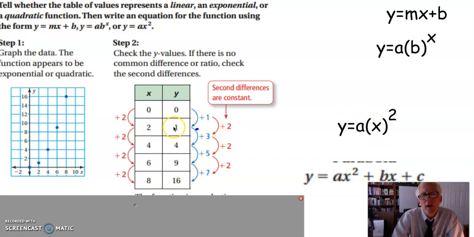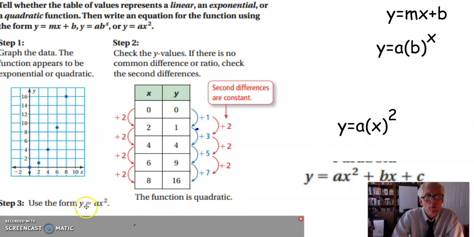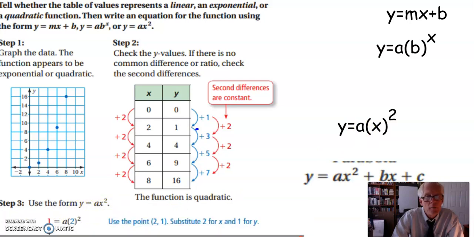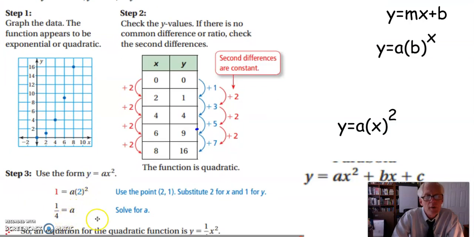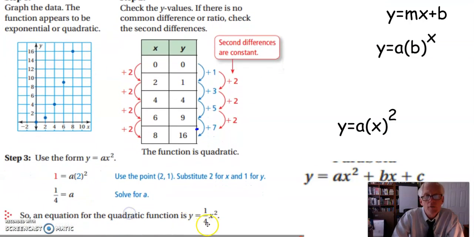If x is 2 and y is 1. If x is 2, what's 2 times 2? 4. y is 1. To get the a, we divide both sides by 4. 1 divided by 4 is 1/4. So a is 1/4. This function would be, we use this format right here. We plug in the x and the y. We solve for y, and we have y equals 1/4 x squared. It is that simple. And that will work with any of these ordered pairs.